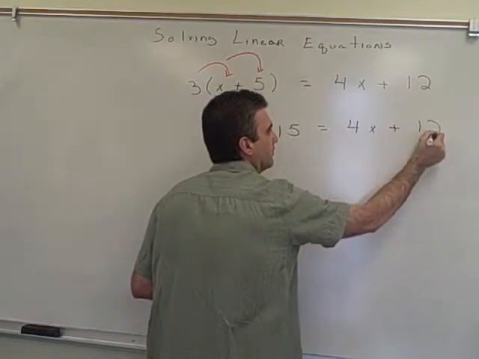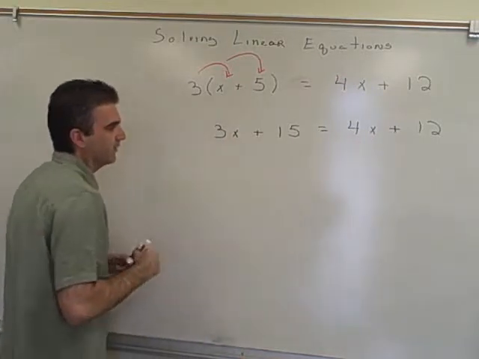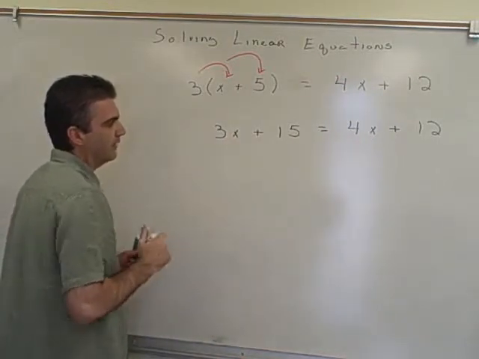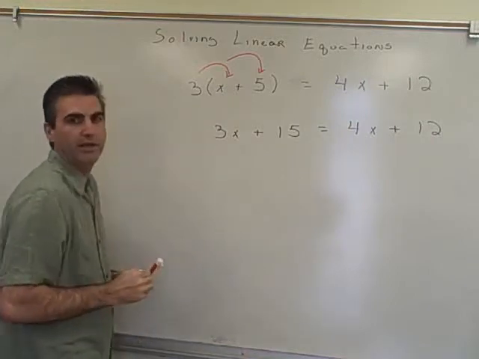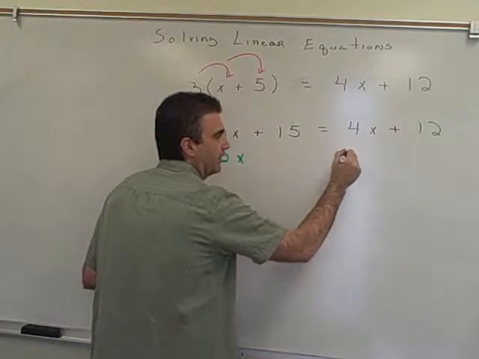is equal to 4x plus 12. All right, at this point we notice we have 3x and 4x. So in this case, I'm going to put all the x's to one side, and I'll take away 3 x's from both sides. So think of it as subtracting 3 x's.